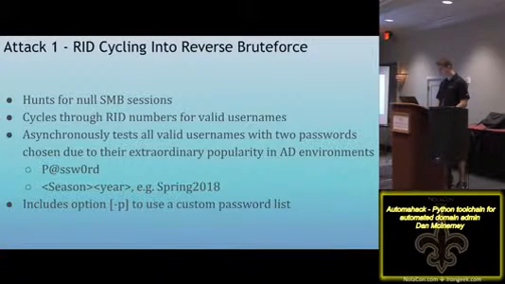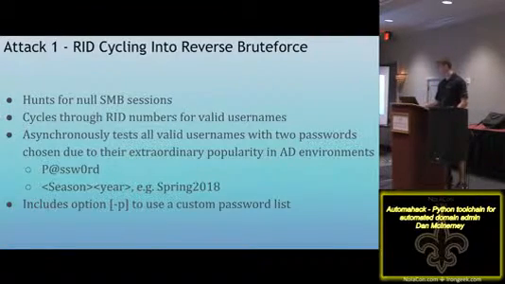The first attack is the nice, simple, and fast RID cycling into reverse brute force. Reverse brute force is when you take a short list of passwords and a long list of names, and you test that short list of passwords against those names. The reason we're doing that and not an actual brute force is because brute forces tend to lock systems out. So we are doing just 2 passwords per username.